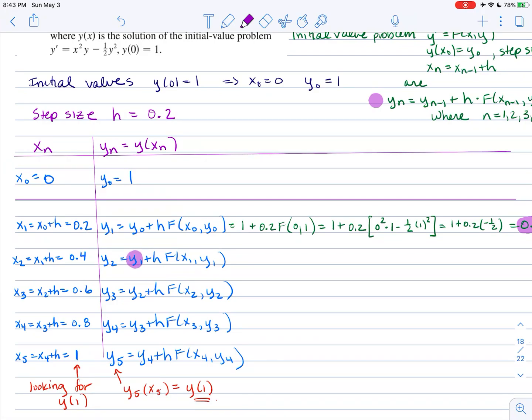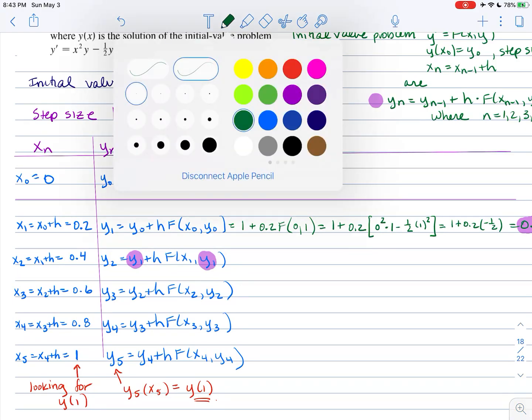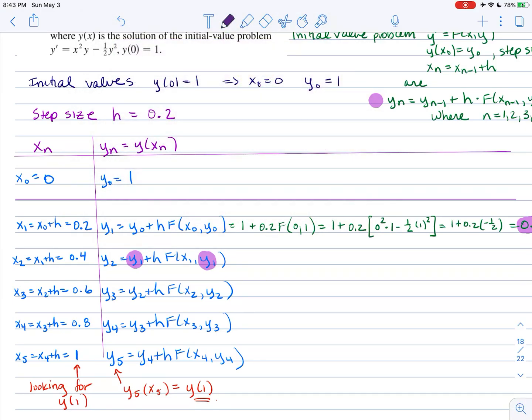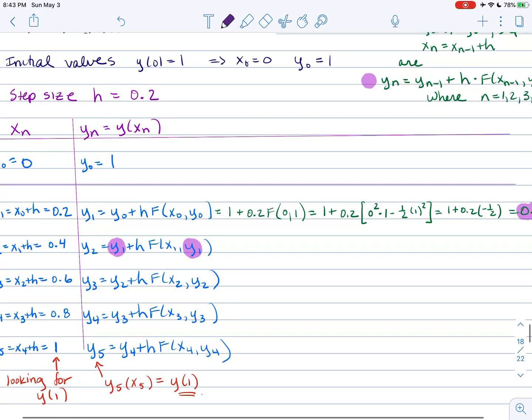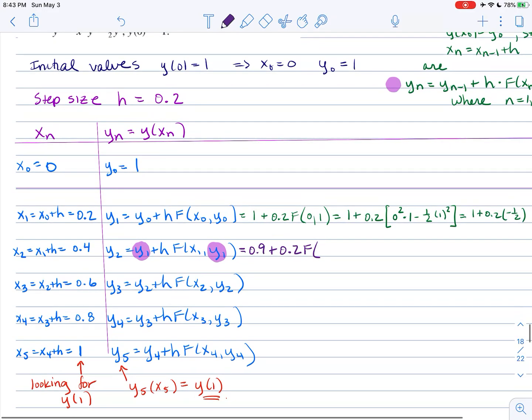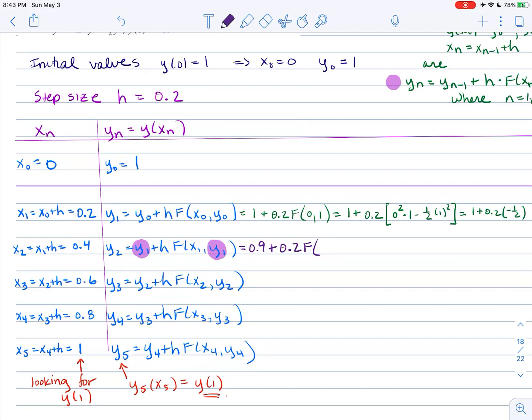And for that 0.9, I'm going to want to put that in here, and in there. So if I continue going in the very next step, my y1 is going to be 0.9. My h is still going to be 0.2. And now I'm going to be calculating. We know what x1 is. Our x1 is 0.2.